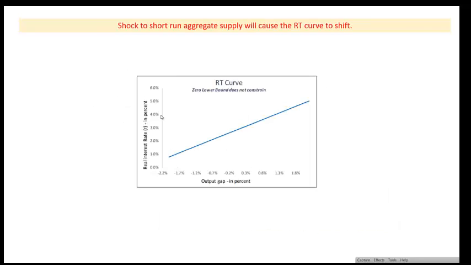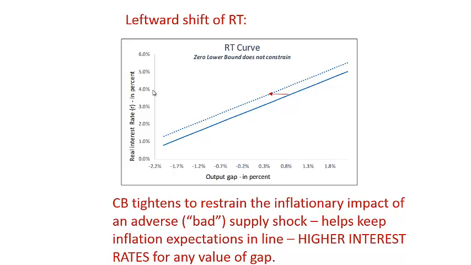We're going to see that unlike shocks to aggregate demand, shocks to aggregate supply will cause the RT curve to shift. So for example, let's suppose that we have an adverse or a bad shock to aggregate supply. That means we're going to get a leftward shift of the RT curve. This means the central bank will be tightening even more to restrain the inflationary impact of an adverse or bad supply shock. This is going to help keep inflation expectations in line. So this leftward shift means that we have higher interest rates than otherwise for any value of the gap.